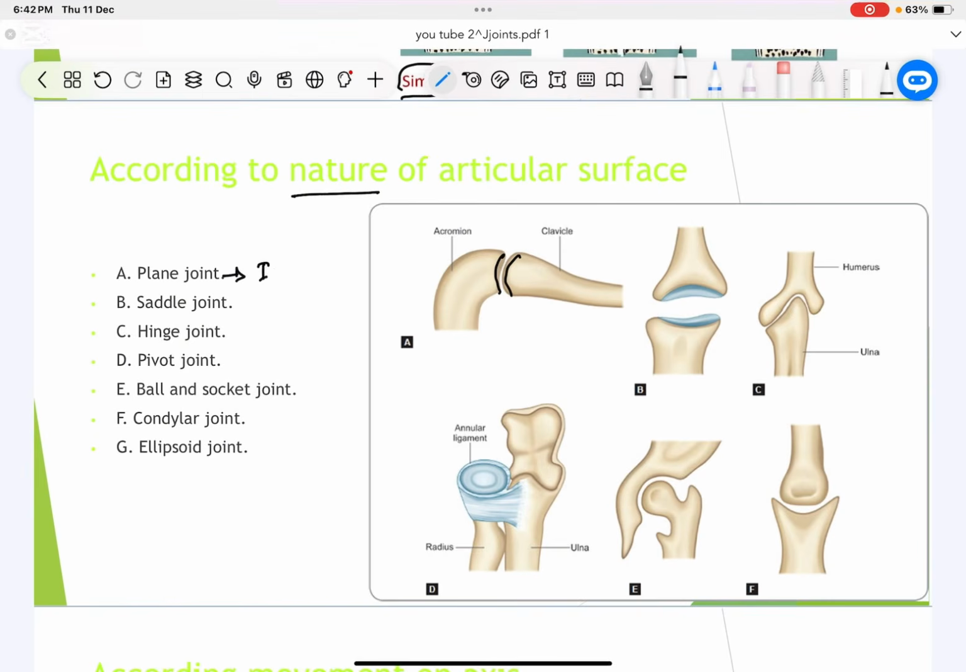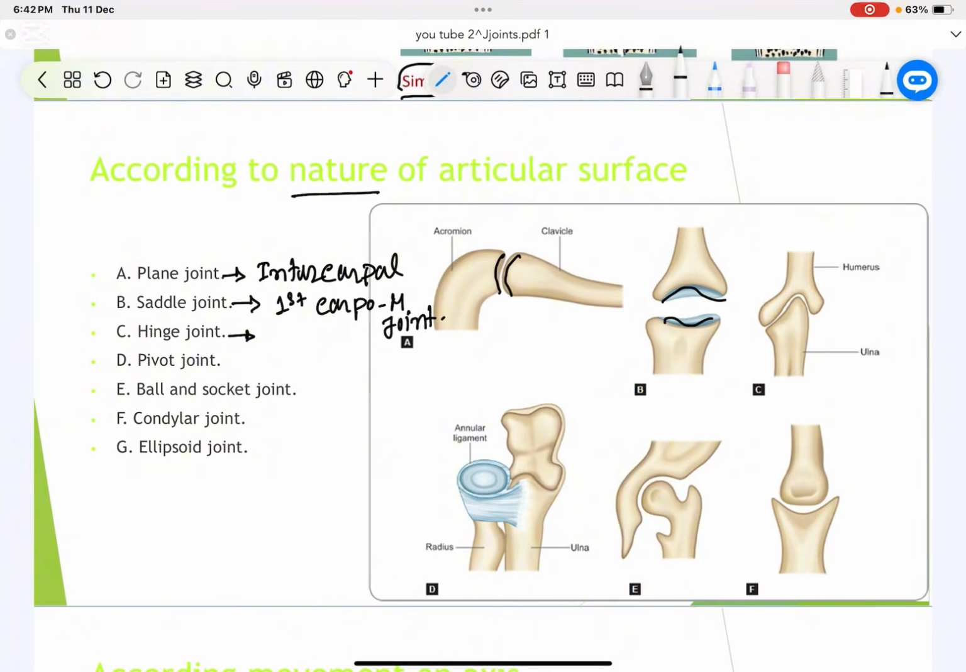Give an example, we can say intercarpal joint. Next, saddle joint. The surfaces are saddle and they make a joint. Give an example, first carpometacarpal joint. I am writing in shortcut, first carpometacarpal joint.